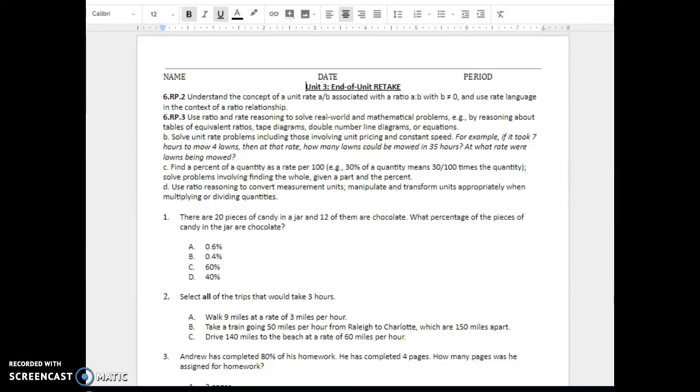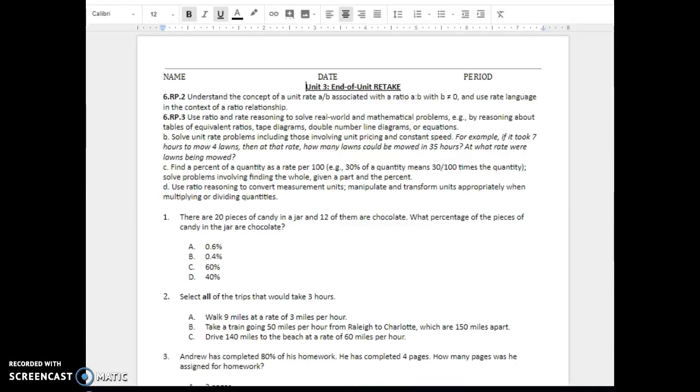Unit 3, End of Unit Retake. Question 1. There are 20 pieces of candy in a jar and 12 of them are chocolate. What percentage of the pieces of candy in the jar are chocolate? A. 0.6%, B. 0.4%, C. 60%, D. 40%.